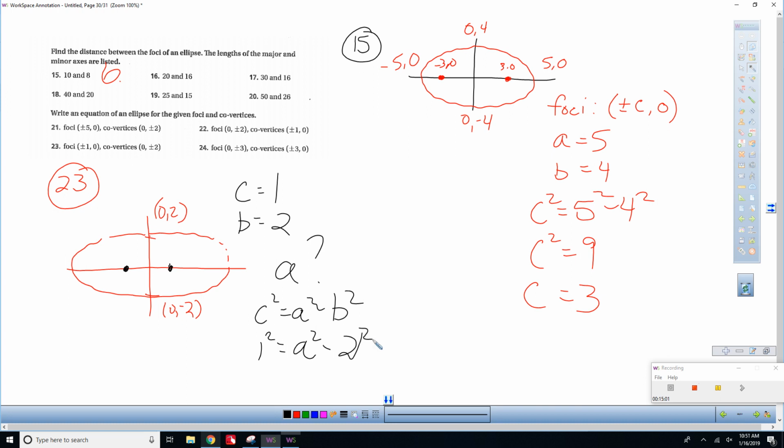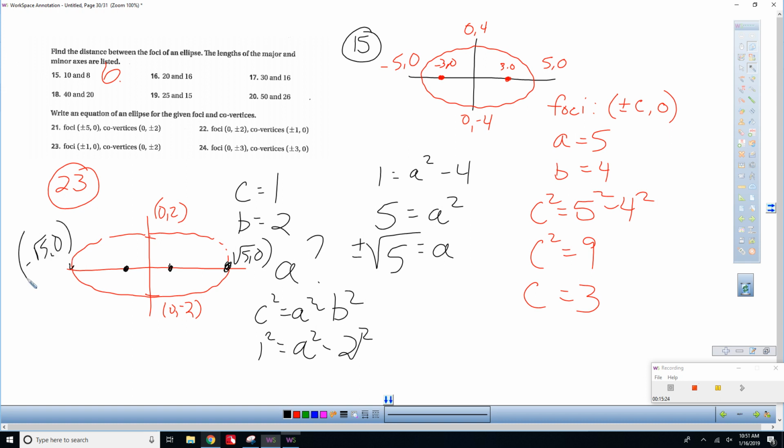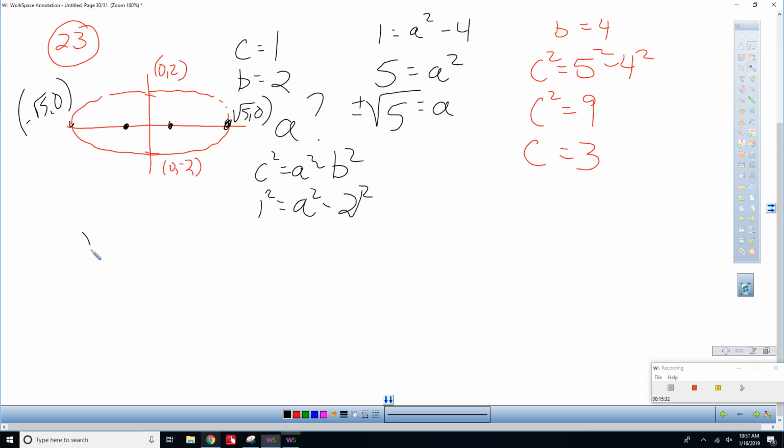Okay? So this is a bad way to write it. Okay, 1 is A squared minus 4. So A squared is 5. So A is plus or minus radical 5. Sweet. Radical 5, comma 0. Negative radical 5, comma 0. What's the question? Write the equation for the ellipse. Alright. So the equation for the ellipse is going to be x squared over radical 5 squared plus y squared over 1 squared equals 1.